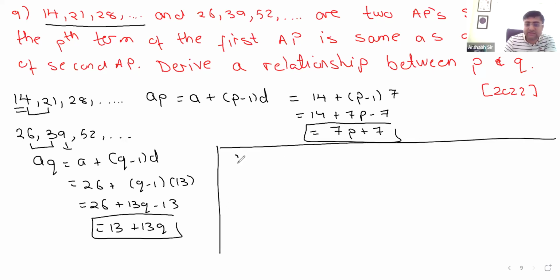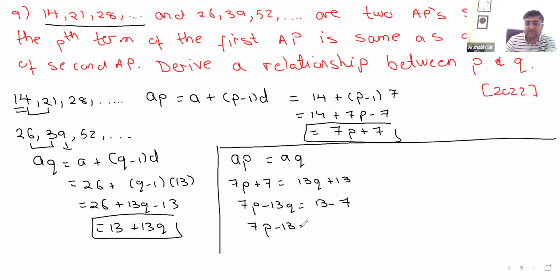अब हमें दिया हुआ है कि जो इसका pth टर्म है वो उसके qth टर्म के बराबर है. That means 7p plus 7 is equal to 13q plus 13. So 7p minus 13q is equal to 13 minus 7. So 7p minus 13q is equal to 6. This is the answer.